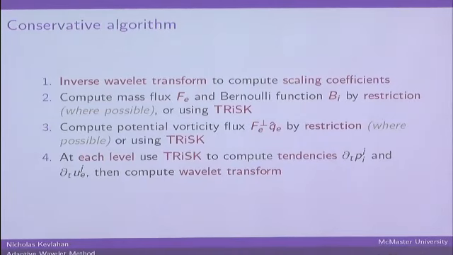Okay, so the conservative algorithm means that we take an inverse wavelet transform to compute scaling coefficients. The scaling coefficients give us a basis at each scale. We compute the mass flux Bernoulli function by restriction, if we can, or by using trisc at the given scale. Why is that? Well, we believe that if we have the value at a finer scale, it's better to restrict it. If it doesn't exist, then we have to calculate it at the given scale.